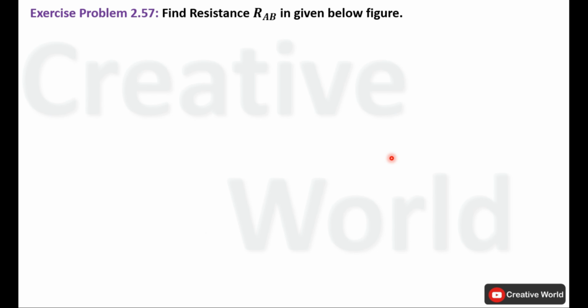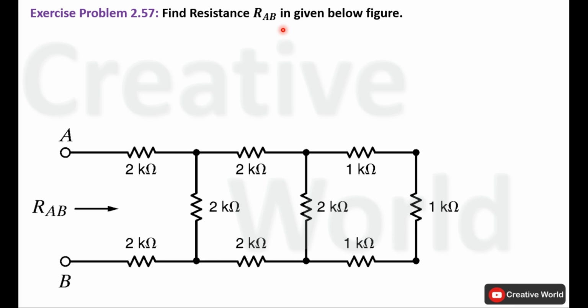Exercise problem number 2.57. Find resistance RAB in the figure given below. This is the circuit diagram of the given problem. We have to find the total resistance between these 2 points labeled as RAB. We will start solving this problem from the right side and will simplify the circuit from right to left.